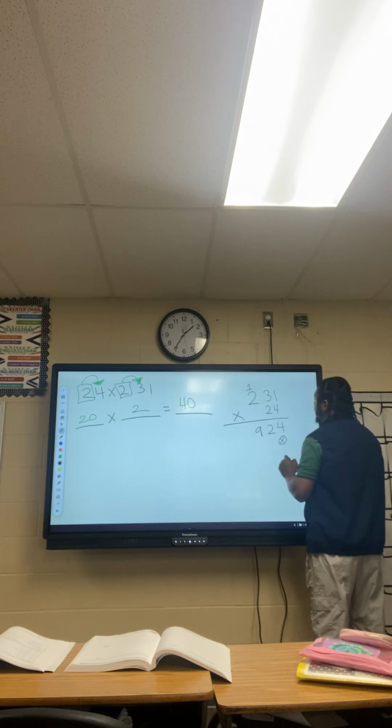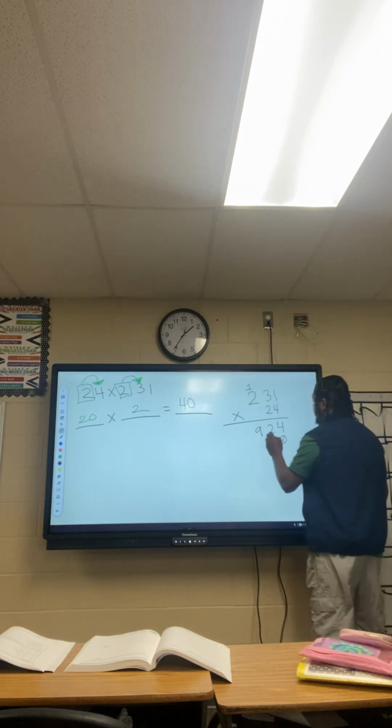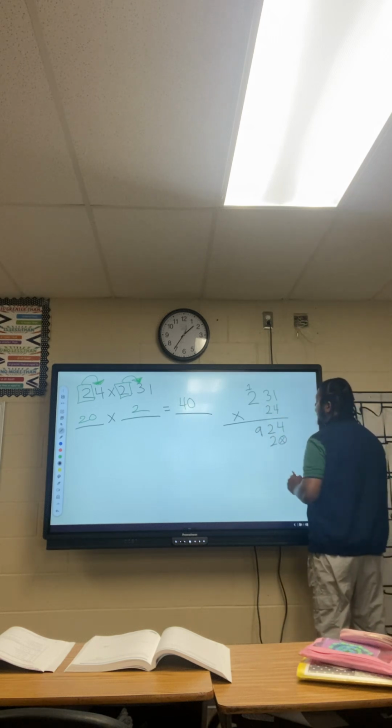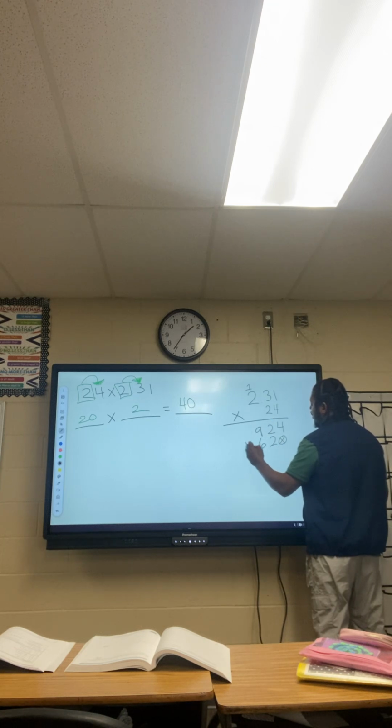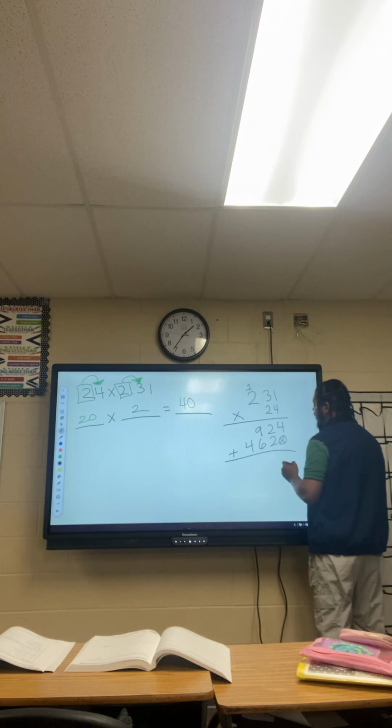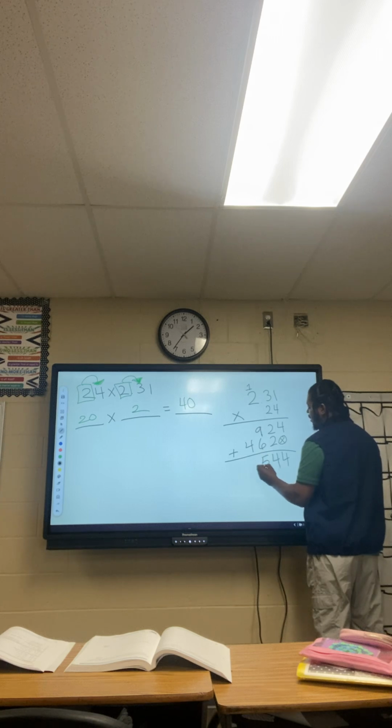And then we can move on to the 2 and multiply by everything up top. So we have 2 times 1, which is 2, and 2 times 3, which is 6, and 2 times 2 is 4. Our final step to find the product is to add. So we're going to take our partial products and add them together. 4 plus 0 is 4. 2 plus 2 is also 4. 9 plus 6 is 15, so we put our ones place down and we carry the tens place. 1 plus 4 is 5.